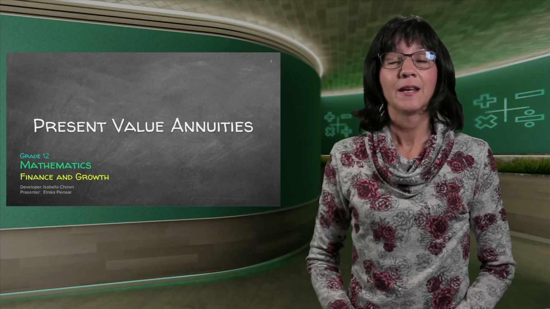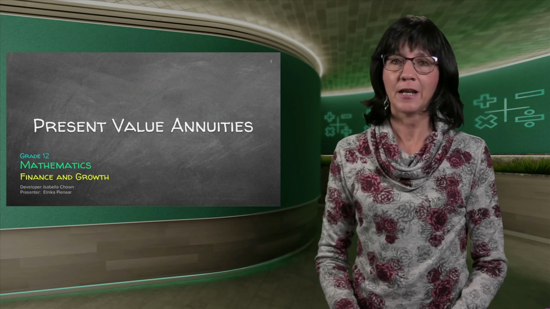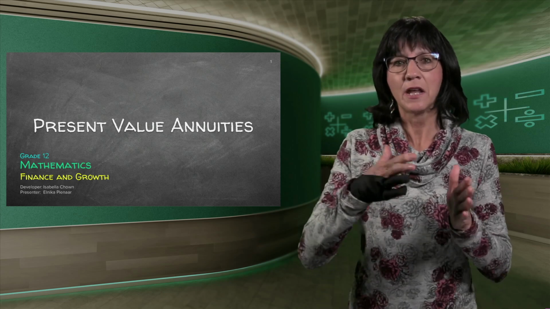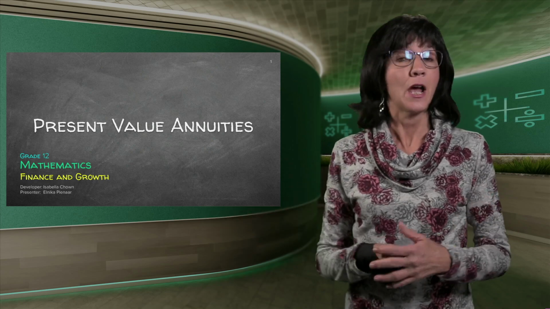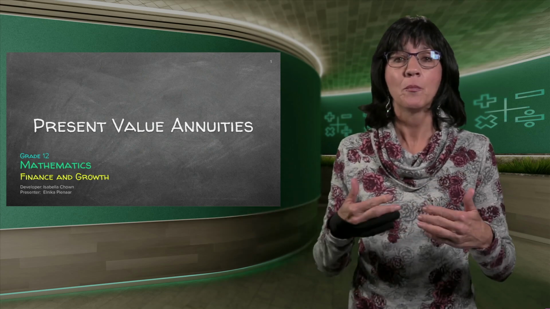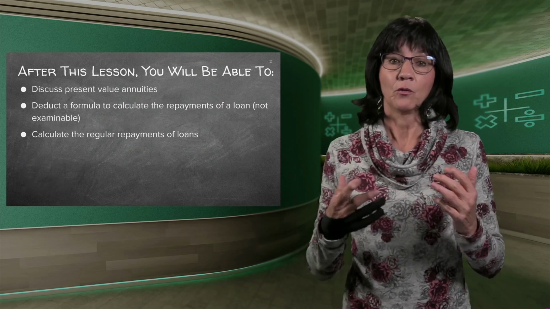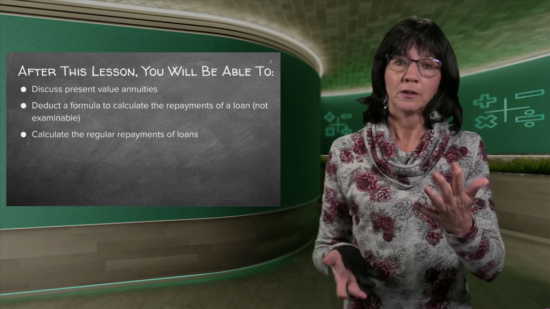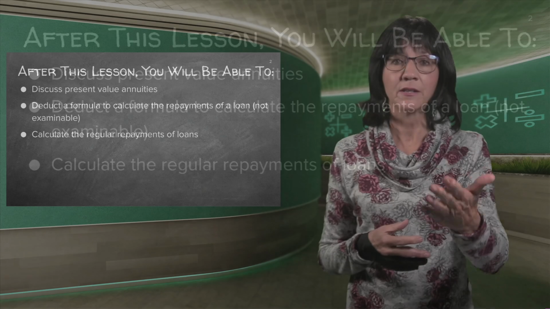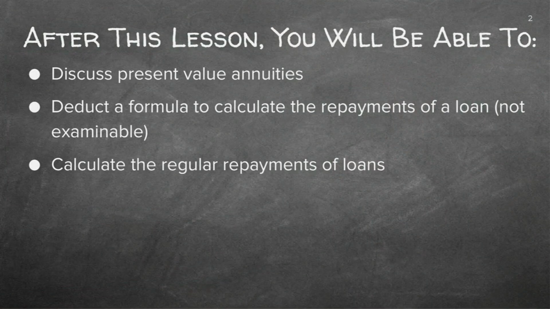Hi guys. In the previous lesson we did future value annuities. You remember we saved for the future. Now we're going to do just the reverse. We're going to do present value annuities. So after this lesson you should be able to understand the difference between present value and future value.